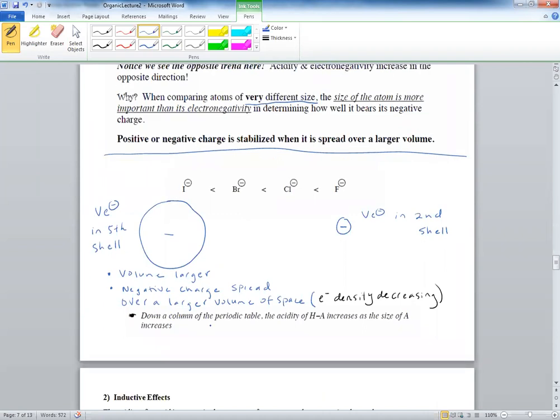And I just want to write one more thing here, is that less electron density equals more stability. And of course, if they are more stable, then these would be less basic. So these are the element effects.